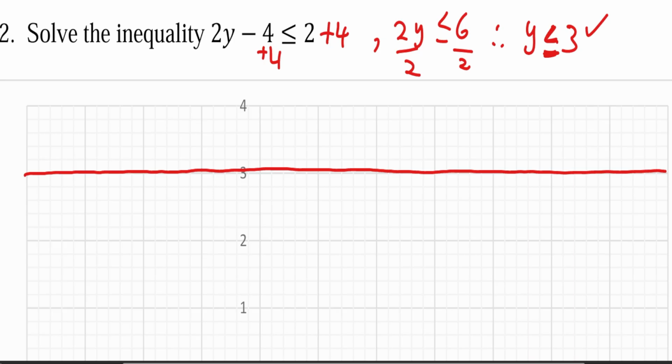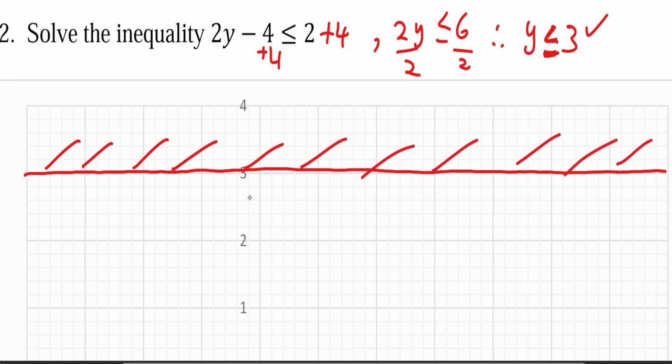Less than or equal to 3 means you need numbers that are less than 3, which is 2, 1, 0, and so on. So you shade the region which you don't need, especially you don't need 4, 5, 6, and the upper regions are not needed. You just need the ones below 3. Therefore, you write this as y equal to 3 this way.